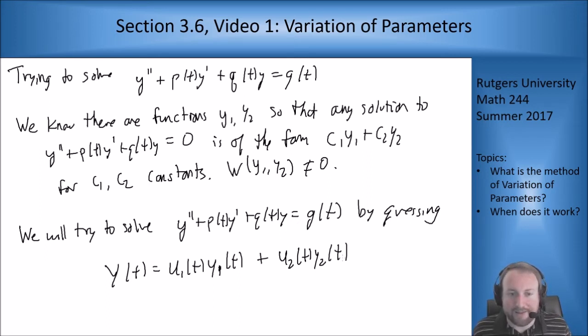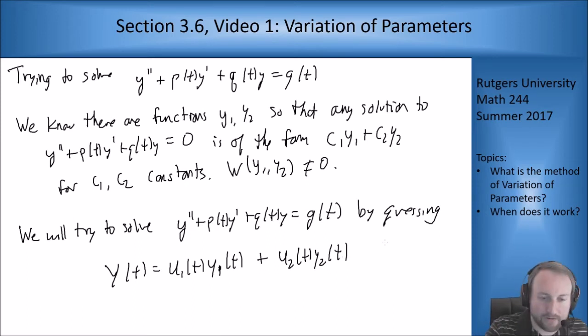And the hope is that we'll be able to pick the functions u1 of t and u2 of t to make this solve my non-homogeneous problem. We're changing constants into functions, so now we are varying the parameters, hence why this is called the variation of parameters method. So if I want to take this y and plug it into my equation to see if I get g of t, I need to take two derivatives of this y.